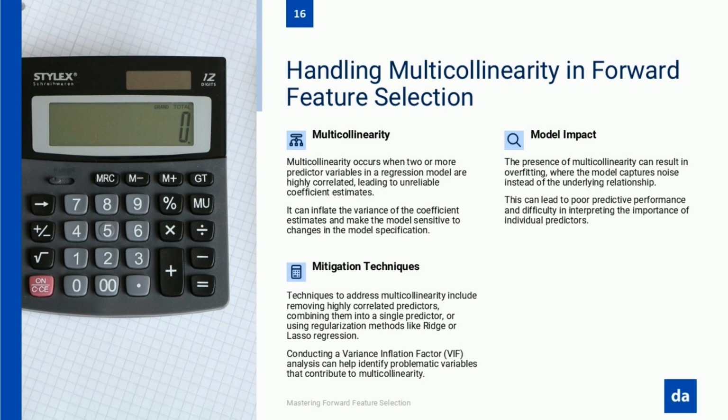Now that we know how to manage feature relationships, let's take things up a notch. What happens when you're dealing with massive datasets where thousands of features need to be evaluated? Forward feature selection can get tricky at scale, so let's talk about how to handle it efficiently in high-dimensional data.